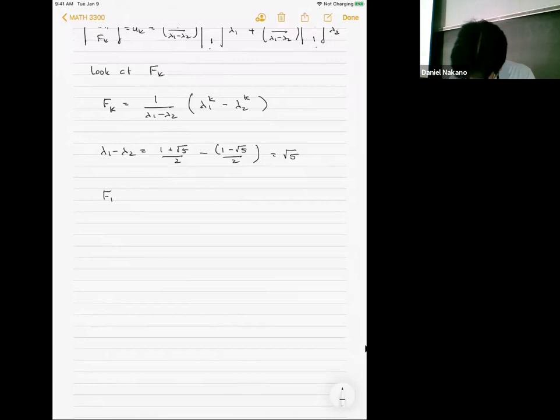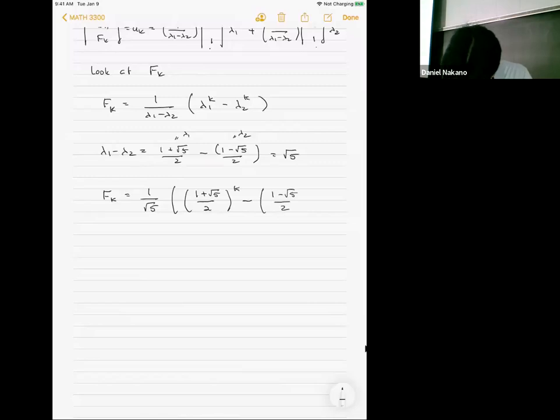So the kth Fibonacci number is 1 over the square root of 5. And then I put in the, so remember this one is lambda 1 and this one's lambda 2. So I get 1 plus the square root of 5 over 2, I raise this to the kth power, minus 1 minus the square root of 5 over 2, I raise that to the kth power, and I take their difference, and I divide by the square root of 5, and I get a closed formula for the Fibonacci number.